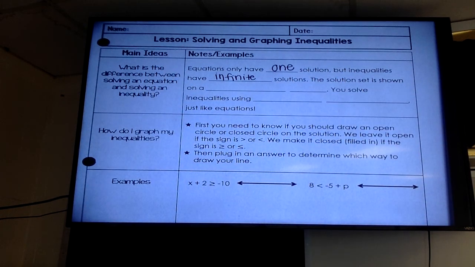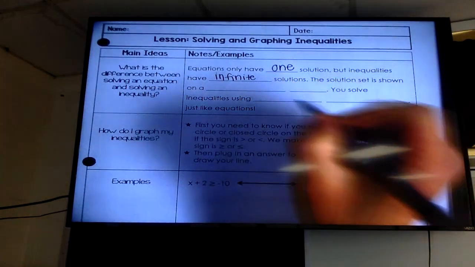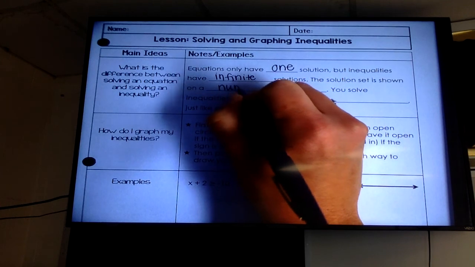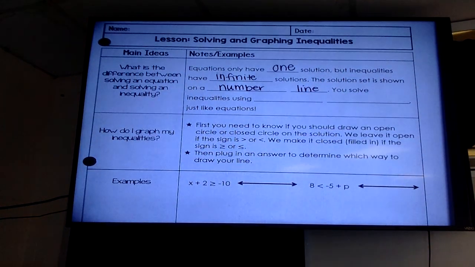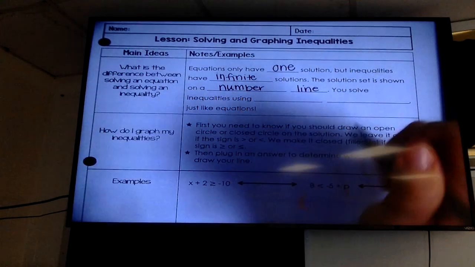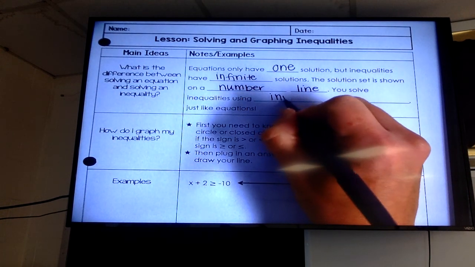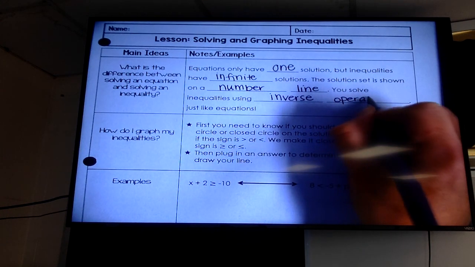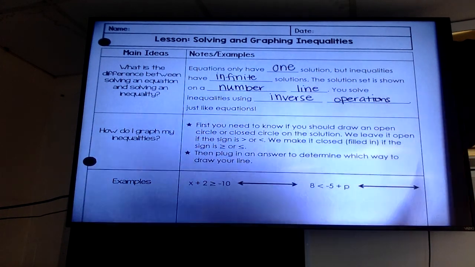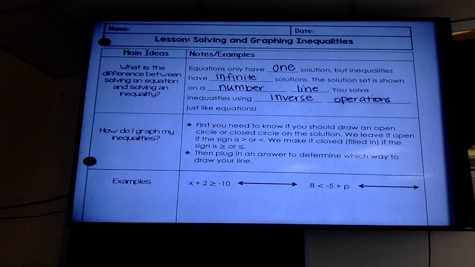The solution set is shown on a number line. And we practiced graphing those, remember, on the prior knowledge. You solve inequalities using inverse operations just like you did with equations. So there's really not much difference in solving them. It's representing them that's going to be different. How do I graph my inequalities? So again, reminder, because we did talk about this already.